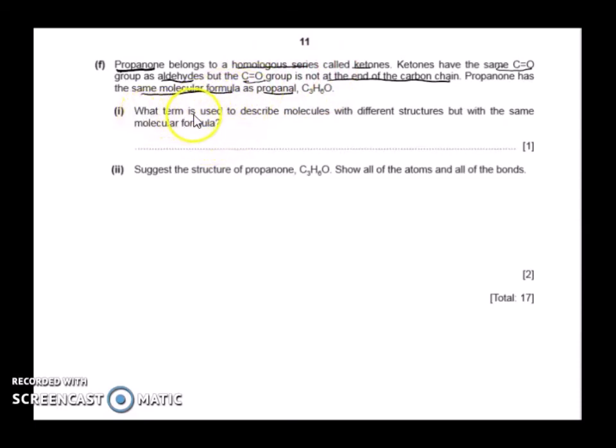So what term is used to describe molecules with different structure but the same molecular formula? Your best answer will be isomer. Now, suggest a structure of propanone, showing all of the atoms and all the bonds. They have mentioned clearly in the second sentence that this group is not at the end of the carbon chain.